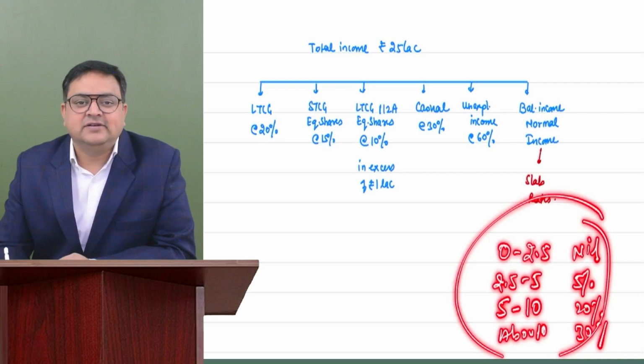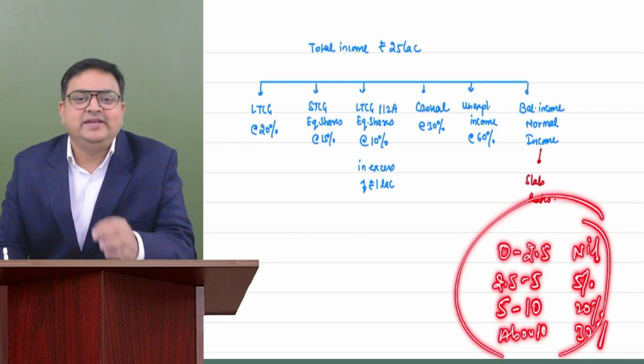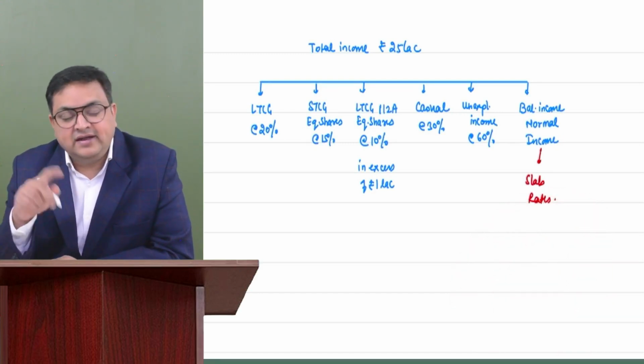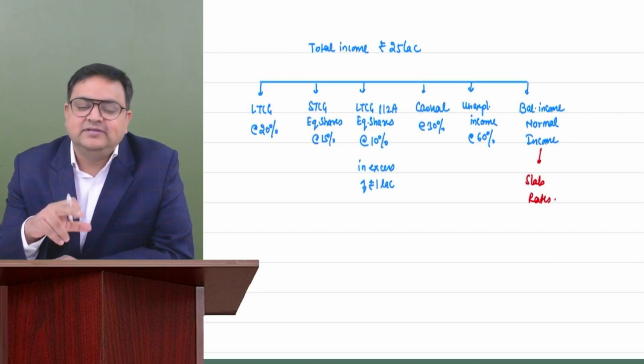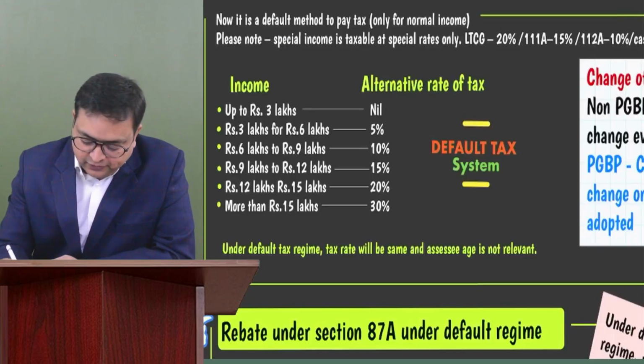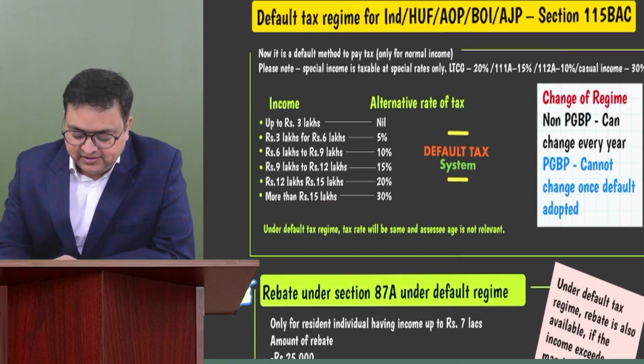In case the assessee is a resident individual plus senior citizen, then the basic exemption limit would be 0 to 3 lakh. And if he or she is a resident super senior citizen, then 0 to 5 lakh would be nil. I believe you are able to recall this, right? So please make sure to apply the correct tax rates.